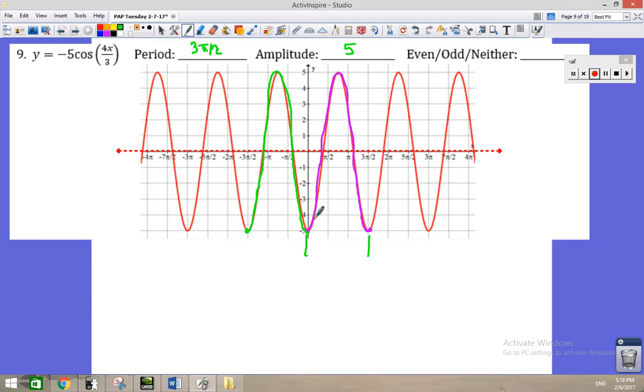All right, this is symmetric with respect to the y-axis. The right-hand side and left-hand side are mirror images of each other. If you were to fold this graph along the y-axis, this right half would fold directly on top of there. This is an even function.